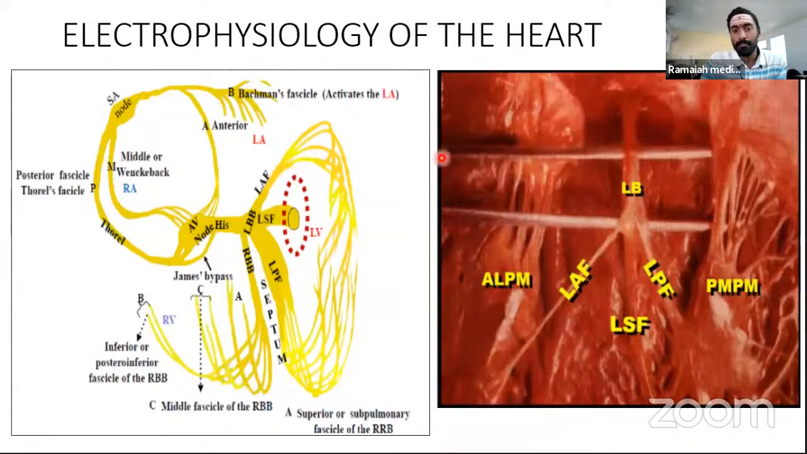This picture shows the left bundle dividing into a left anterior fascicle and a left posterior fascicle, and the importance is the septal fascicle. And this is the chordae tendineae, beautifully seen, the fan-like structure here, attached to the papillary muscle. This is the posteromedial papillary muscle, and this is the anterolateral papillary muscle.